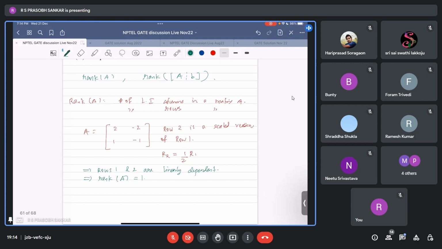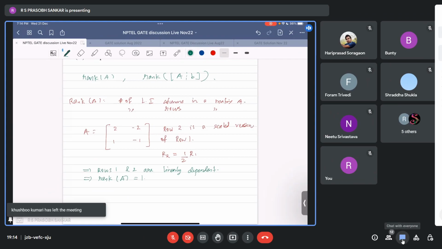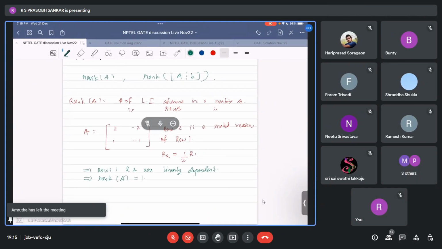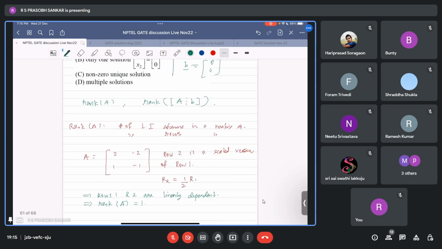This is fine. So we have a 2 cross 2 matrix, and it so happened that the second row is a scaled version of the first row. So that means the rank of this matrix is 1. Is it okay? I think somebody typed the solution. That's actually correct. Many solutions is the answer. So we'll see. This is fine, no? So we found out what is the rank of A.